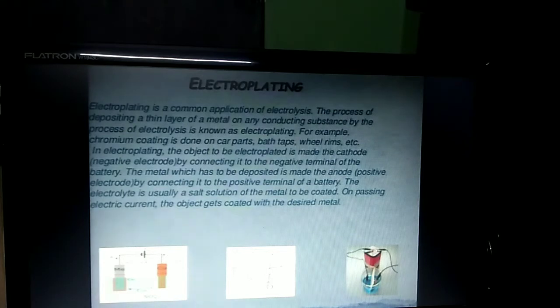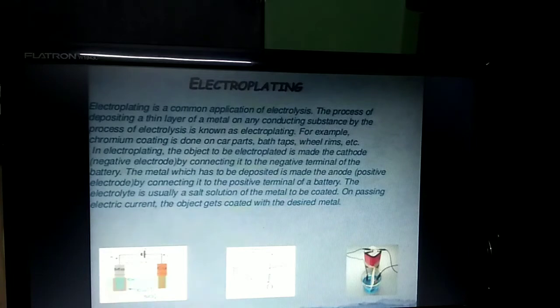For example, chromium coating is done on car parts, bath taps, wheel rims, etc. In electroplating, the object to be electroplated is made the cathode, that is the negative electrode. Since metal ions are positive, they move to the cathode. That is the reason the object to be electroplated should be connected to the negative terminal. The metal which has to be deposited is made the anode, that is positive, by connecting it to the positive terminal of a battery.